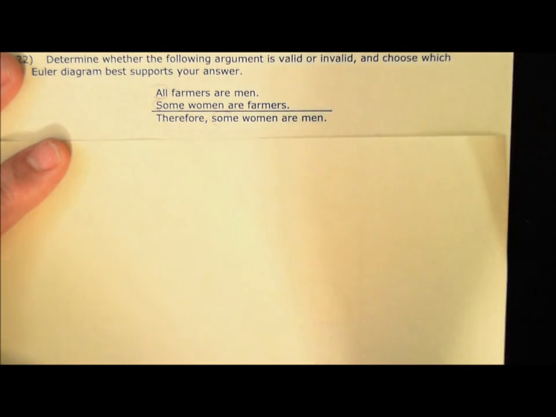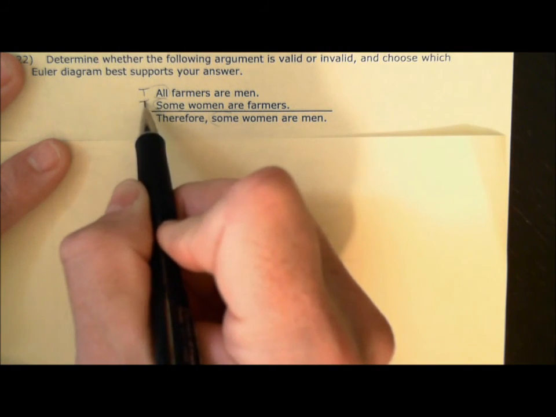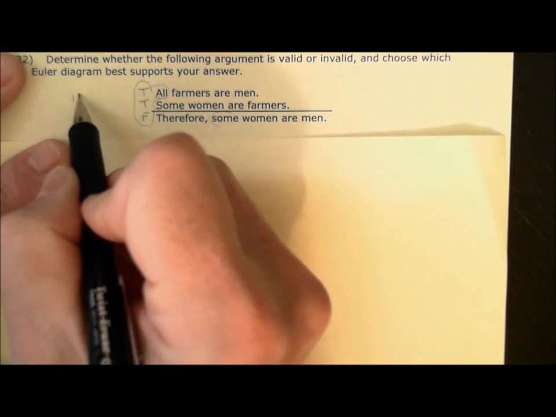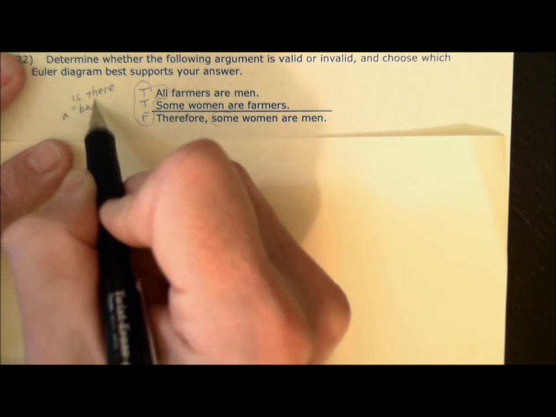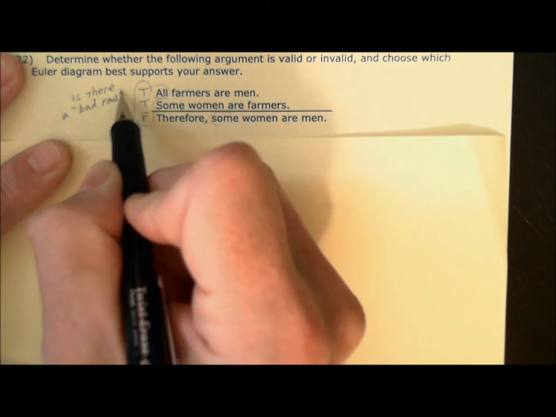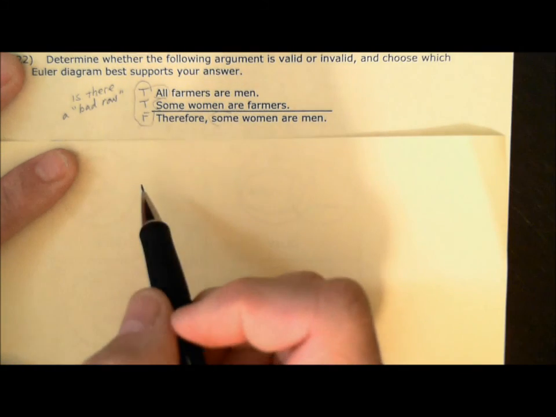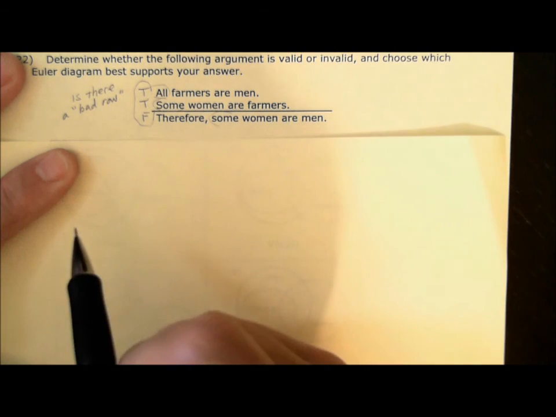And typically the most efficient way of doing this, this is equivalent to our bad row method, is to look for a bad row. Now, since we're not doing a truth table for these, it doesn't really make sense to say a bad row, but the idea is the same. We're looking for a case where this is true and this is true and this is false.